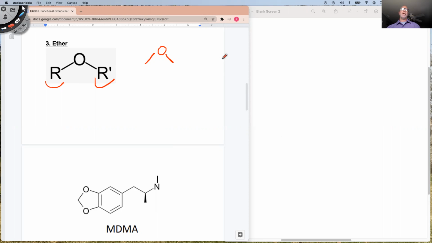So an ether could be something like this, where you have a carbon chain, and then you have a different carbon chain. Doesn't matter what it is. And since the carbon and the other carbon has an oxygen in between it, we call that an ether, right?